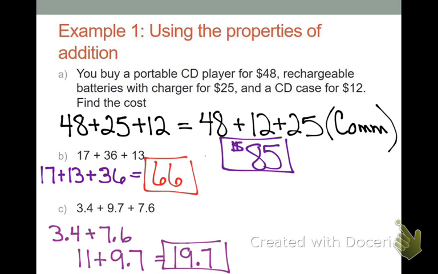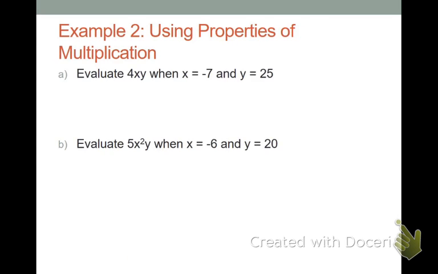20.7. It's 21.7. Oh, yeah, sorry. No, it's 20.7. No, 11 plus 9 is 20. 20.7. Okay, any questions on that? All right, that's it for example 1.